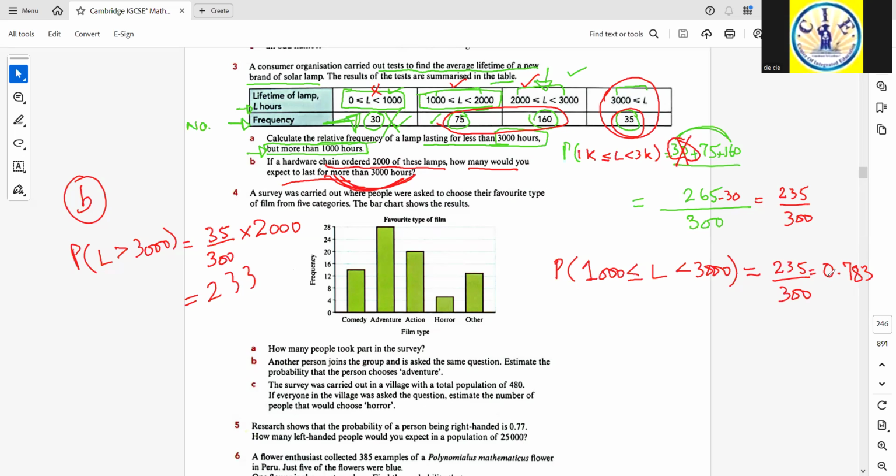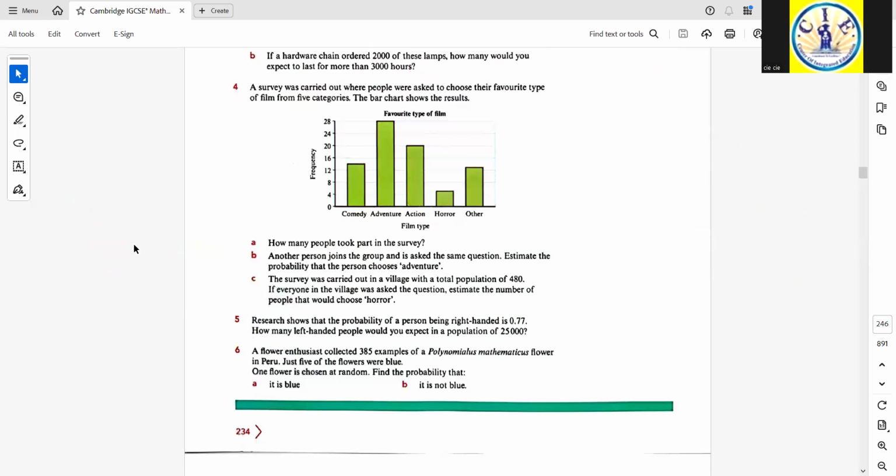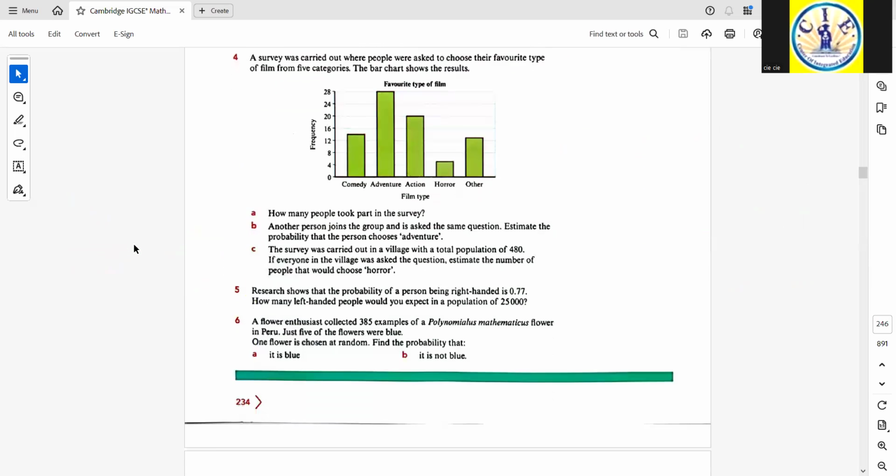Okay, now we proceed to question number 4. A survey was carried out where people were asked to choose their favorite type of film from five categories. The bar chart shows the results. This is the frequency along the y-axis, telling the number of people who liked a particular type of film.